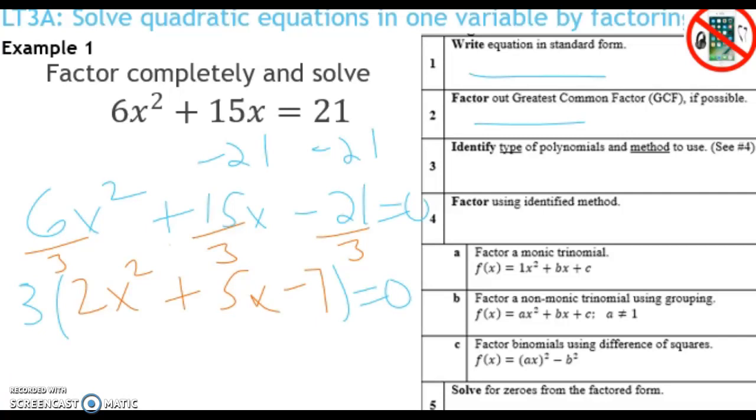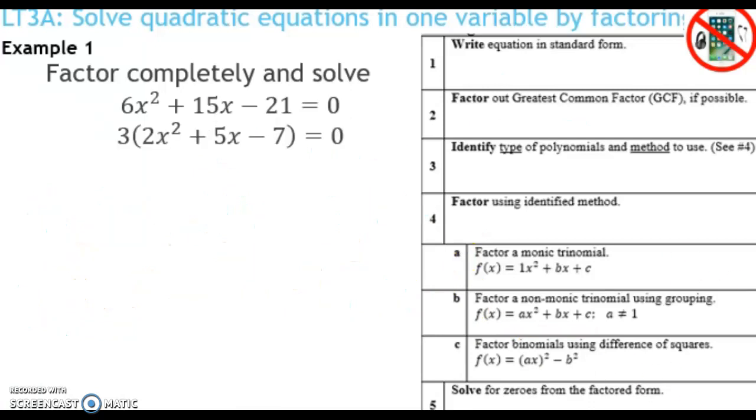Next, we need to identify the type and method to use. Inside the parentheses, the leading coefficient, or the number in front of x squared, is 2, so that rules out monic trinomial. That makes our type of equation a non-monic because we have it in the form of ax squared plus bx plus c, and a does not equal 1. So how do we factor a non-monic?